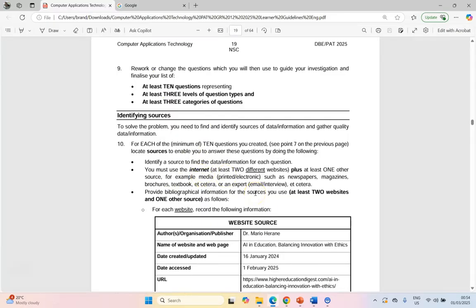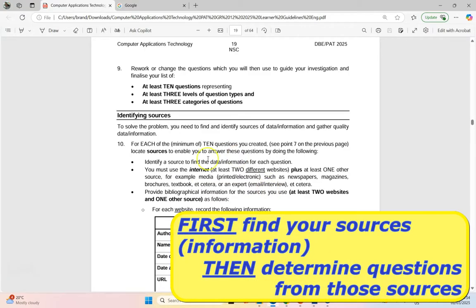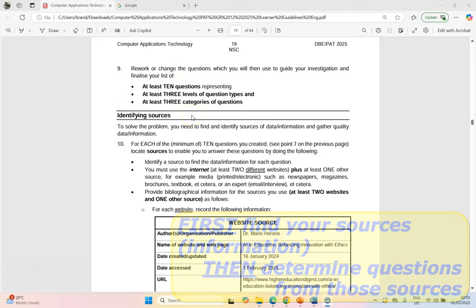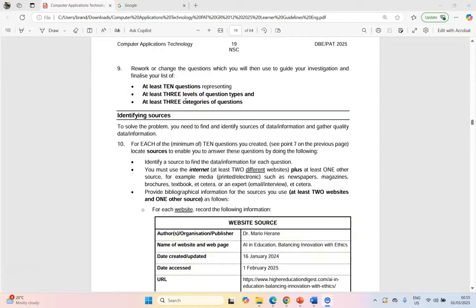So my tip to you is this. First, find your 3 sources, your 2 websites and your 1 other. Find these first. Once you've found them, you can use that then to determine what your 10 questions are going to be and the levels and the categories. Remember, we must also refer to your focus question because that's guiding you. You can do the research first, and then once you've done the research, you're going to reverse engineer your questions. I know it's not the way that they want you to do it, but trust me, it's going to make your life a lot easier. Otherwise, you're going to have to find a source for each of those 10 questions.